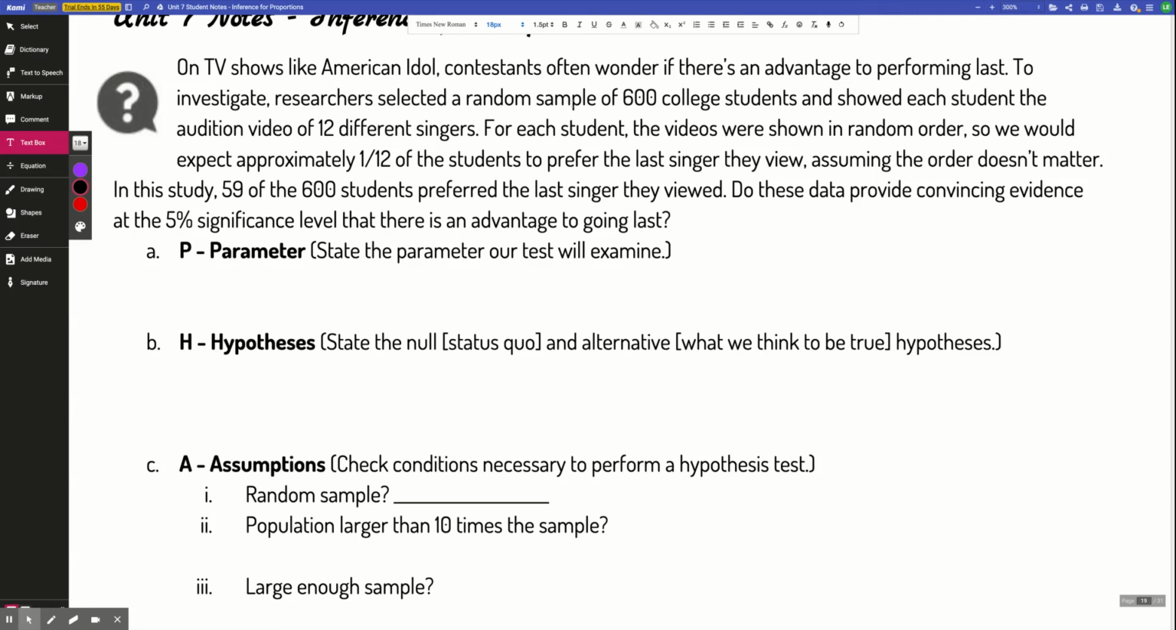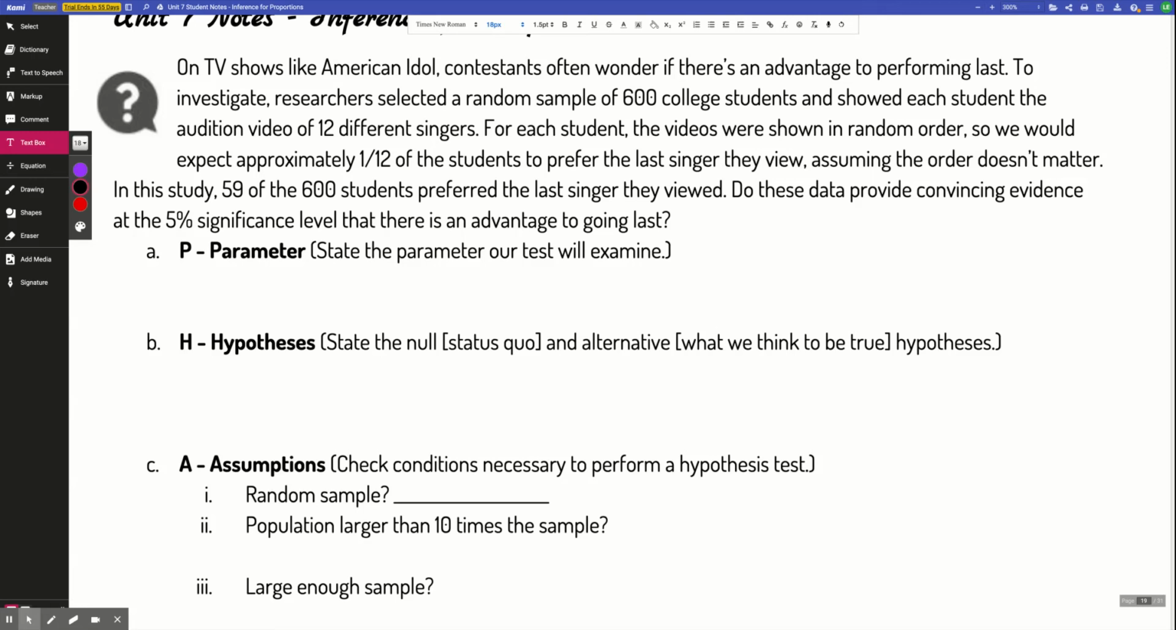Okay, so we have a random sample of 600 college students. They showed students an audition video of 12 different singers. Videos were shown in a random order. So we would expect 1 out of 12 of the students to prefer the last singer that they view, if we're assuming that the order of the singers doesn't actually matter.